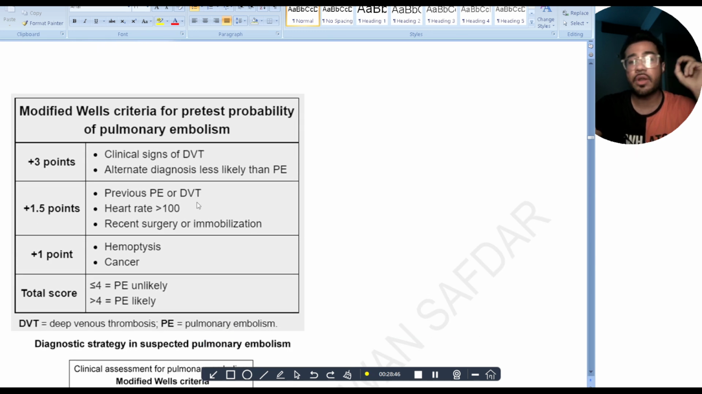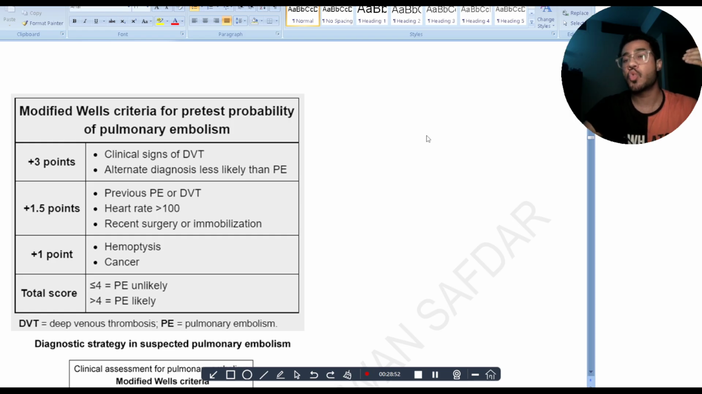So the modified Wells criteria is really important when it comes to pulmonary embolism. It is done to see whether the diagnosis of pulmonary embolism is likely or unlikely. And I'll give you a really good summary of that as well when we move forward. So the highest yield points here are the +3 points if the patient has signs of DVT and if there is no possible alternate diagnosis other than pulmonary embolism.